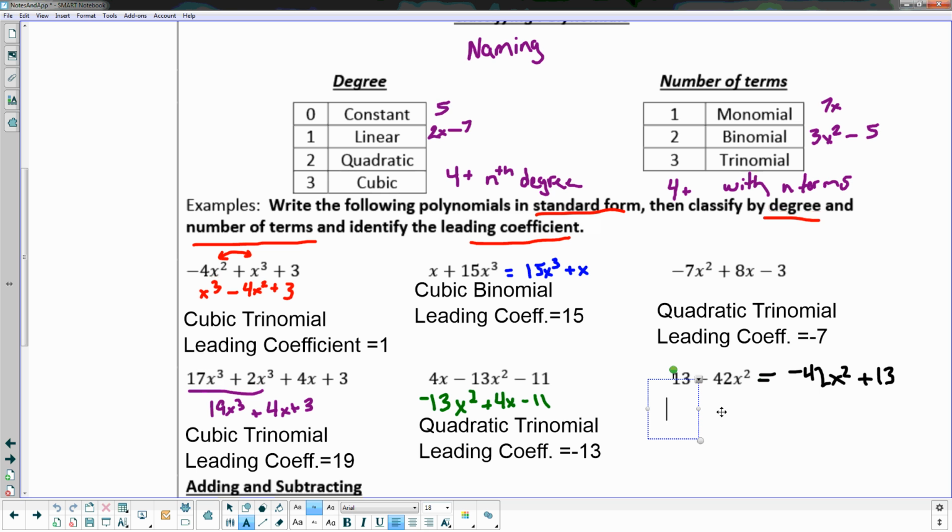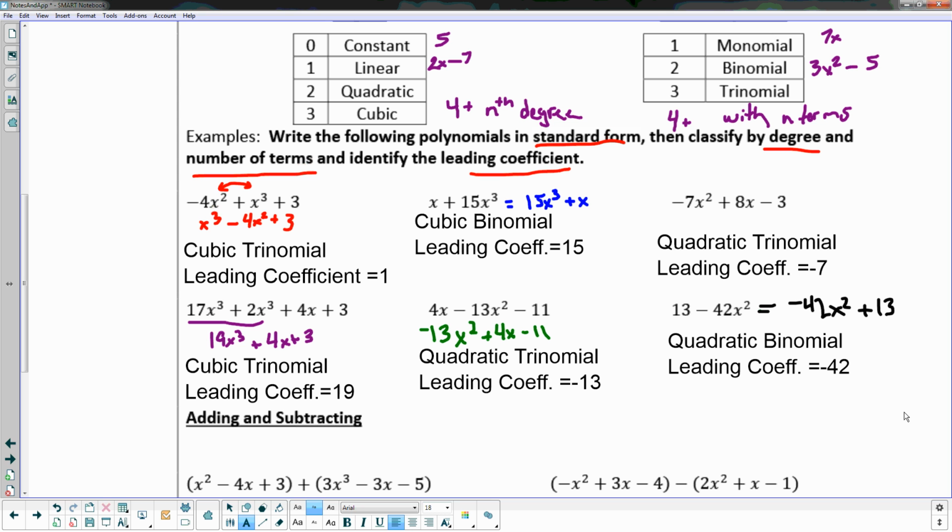So when we go to naming this, it has 2 terms, and the highest power is 2. So it's a quadratic binomial with a leading coefficient equal to negative 42. Okay. So again, those names are important. It's important that you can name them, and that is something that I'm going to ask you to do.